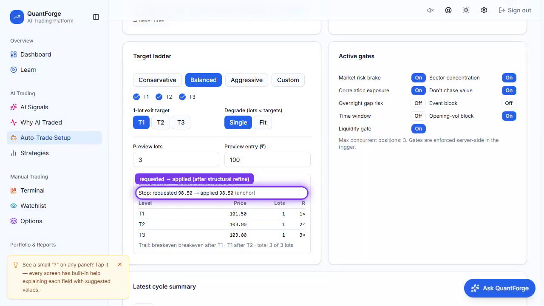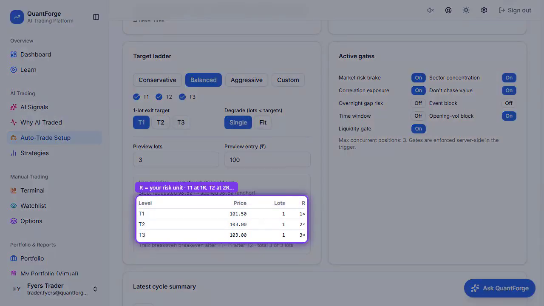The last column says R1, 2, 3. R is your risk unit. 1 R is exactly the distance to your stop. So T1 at 1 R means the first target is the same distance as your risk, T2 at 2 R is twice that, and so on. Reading targets in R instead of rupees is how professionals keep reward and risk honestly comparable.